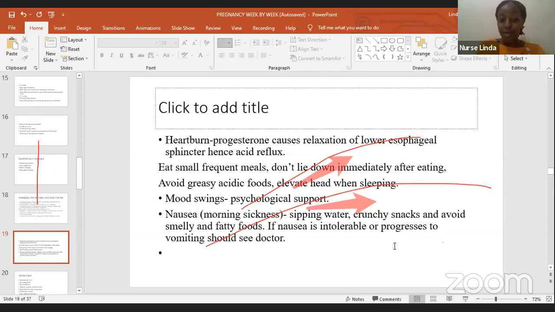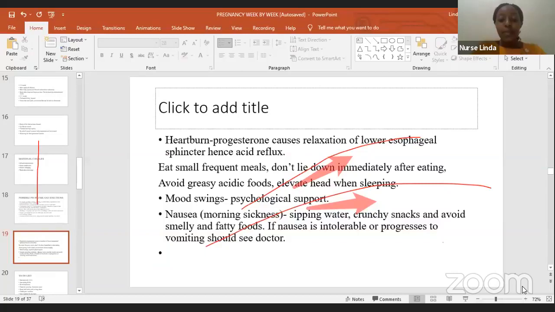Now, they also have mood swings, and it's normal. So we just need to support them. Okay? When a woman is not psychologically supported during pregnancy, they might end up suffering what we call postpartum psychosis. So we need to support them psychologically, understand what they are going through, and try to encourage them. We don't need to bash them out due to mood swings. We just need to be there to support them.